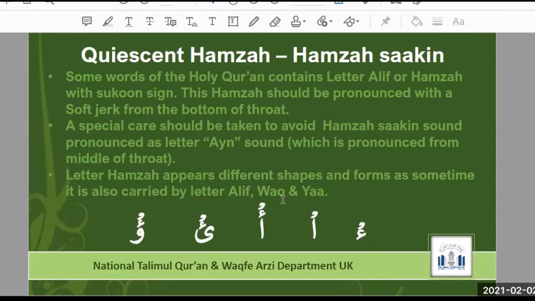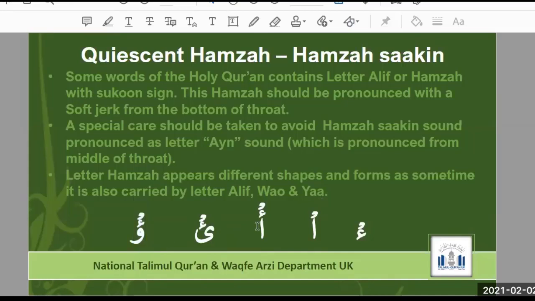And the letter Hamza appears in different shapes and forms. Sometimes it is carried by a letter Alif, Waw, or Ya. Or sometimes Hamza is in its original shape. And as we have learned, if any sign or stroke comes on the top of Alif, then that Alif becomes a Hamza sound as well. As we have learned, fatha, kasra, dhamma on the top or bottom of Alif, that will be a Hamza sound. Now I want to let you know that sometimes in the Quran, you will see Hamza on the top of Alif, on the top of Ya, and on the top of Waw. This is a way of writing in Arabic, but whenever you see this, you will ignore these letters. The Hamza has taken a chair, and you will concentrate on the letter on the top, not on the chair.